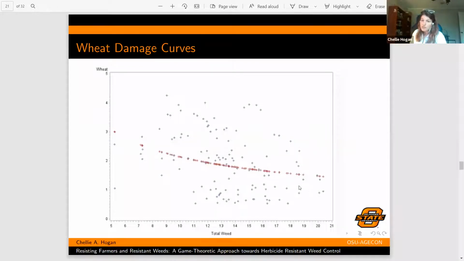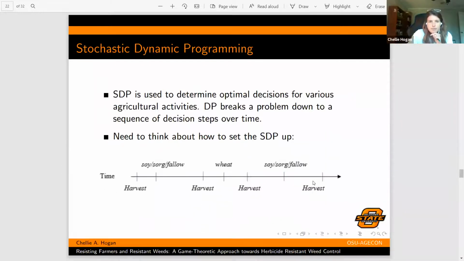And so when I add those fitted values in, which are the red crosses right here, you can see that there is that negative relationship that starts to flatten out towards the end. There are several other yield functions that we can try, and that we will be trying moving forward, to see if we can get a better fit.